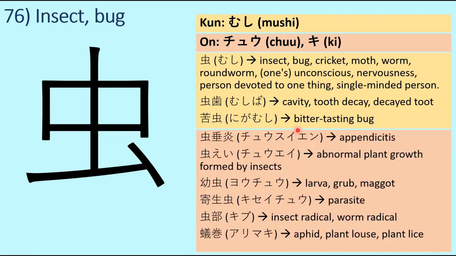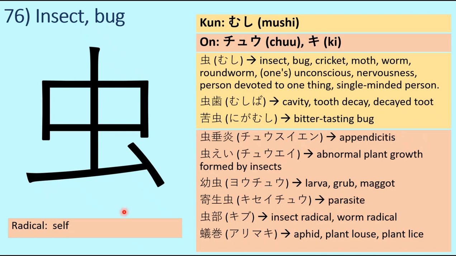Then we have some On'yomi readings. The first one is chusuien, which is appendicitis. Then we have chuu, which is abnormal plant growth formed by insects. Then we have yochu, which means larva or a grub or maggot. Then we have kiseichu, which is a parasite. Then we have kibu. Kibu means the insect radical or the worm radical. And finally, we have arimaki, which means aphid, plant louse or plant lice.